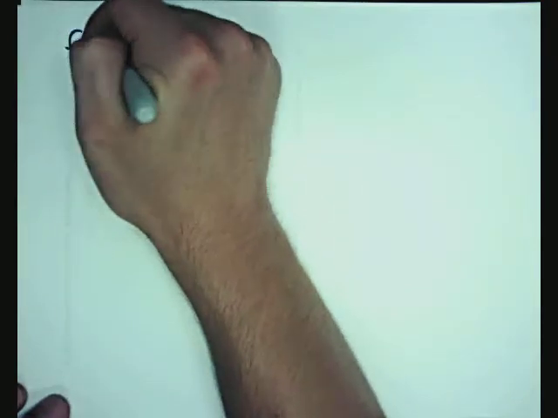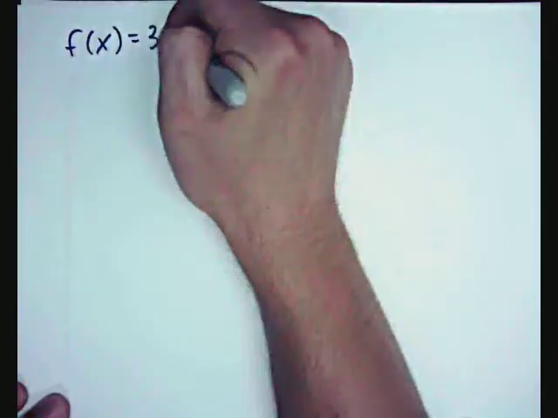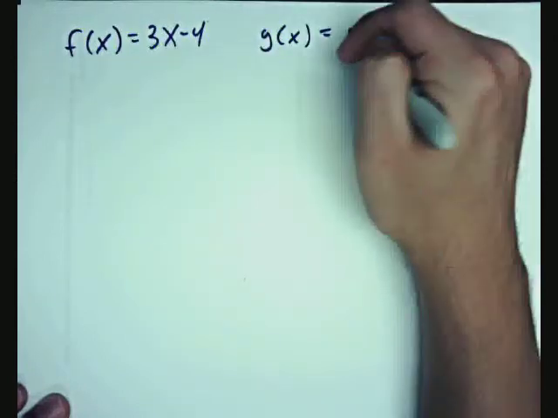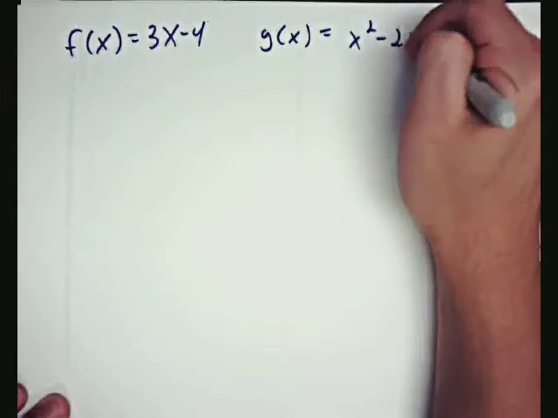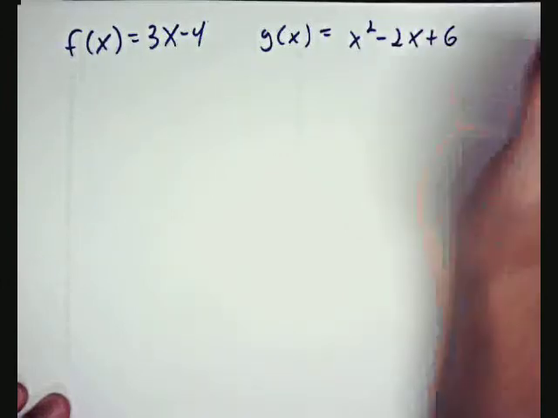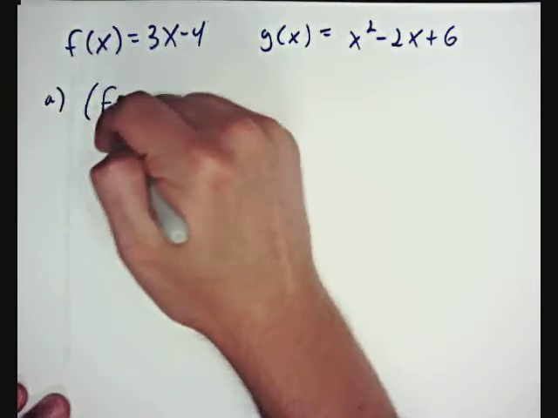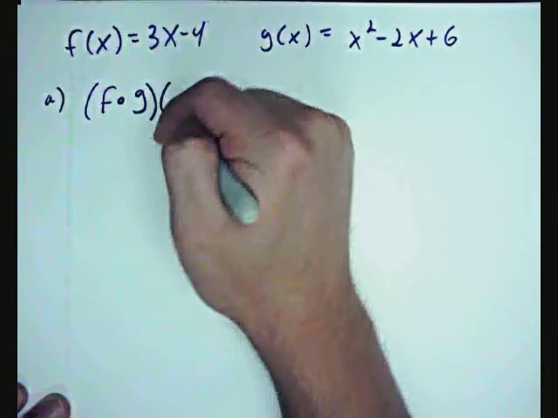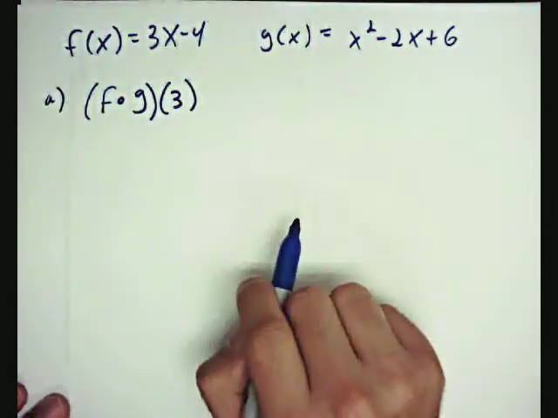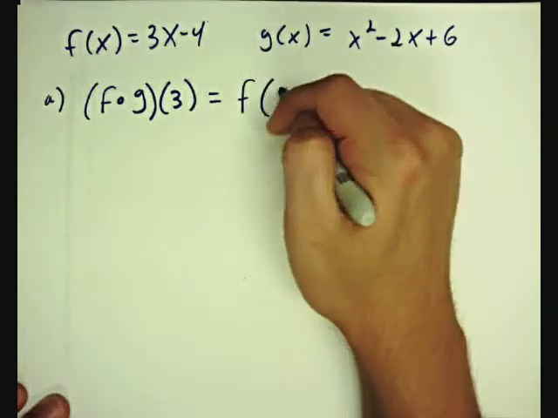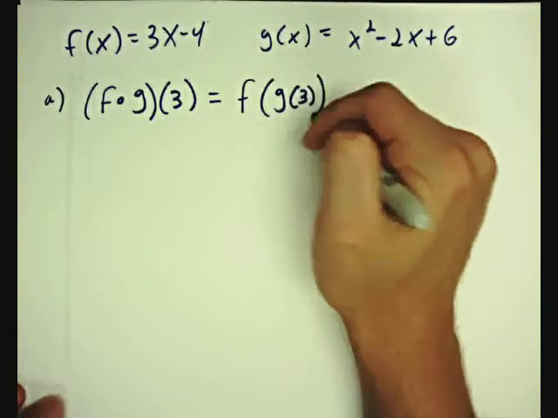result of your composition. In example 4, we have f of x equal to 3x minus 4 and g of x equal to x squared minus 2x plus 6. Part A, we want to find f of g of 3. Okay, and what that means, another way to write that, is f of g of 3, like that.